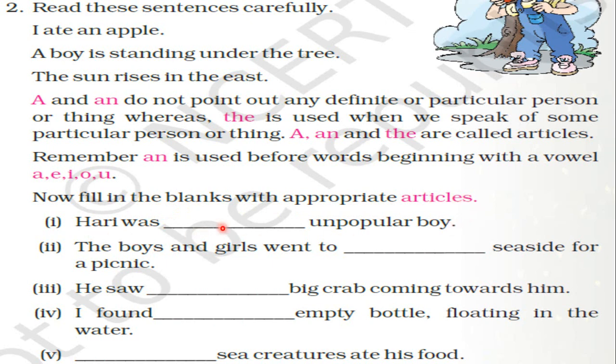Hari was dash unpopular boy. An unpopular boy, because U is a vowel sound here, so we will write an. The boys and girls went to dash seaside for a picnic. The seaside, see here, the seaside. Why? Not any seaside, but the seaside where the children went is mentioned here. That is why we will use the over here.